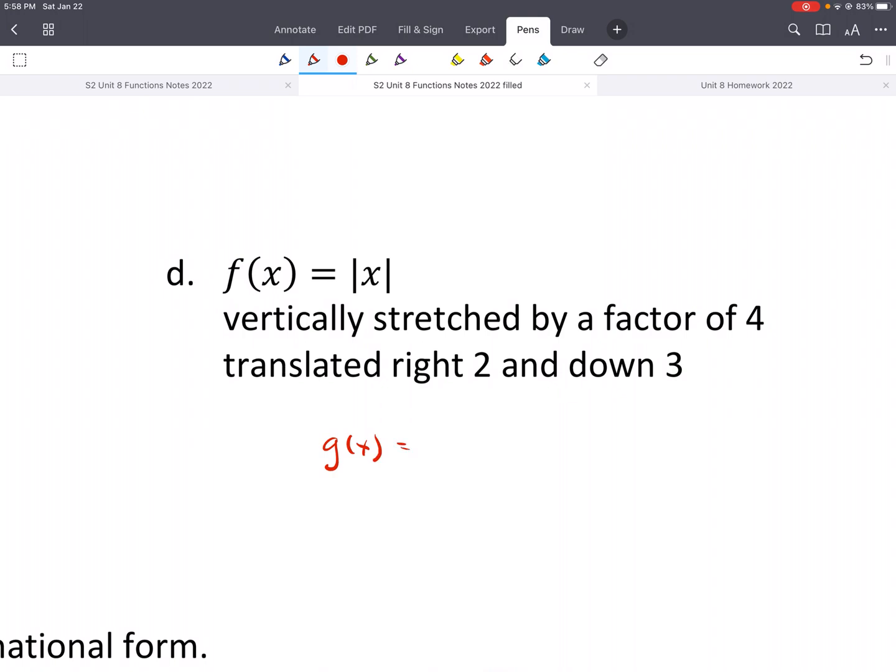Okay. So here we have vertically stretched by a factor of 4. I need to change that because it's the same as B. And then it's also an absolute value, translated right 2. So again, x is lie, so it's going to go negative 2. And then it's down 3.